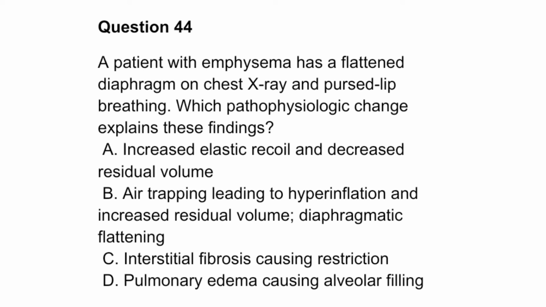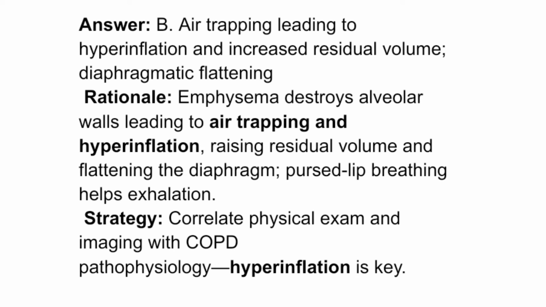Question 44. A patient with emphysema has a flattened diaphragm on chest X-ray and pursed lip breathing. Which pathophysiologic change explains these findings? A. Increased elastic recoil and decreased residual volume. B. Air trapping leading to hyperinflation and increased residual volume, diaphragmatic flattening. C. Interstitial fibrosis causing restriction. D. Pulmonary edema causing alveolar filling. Answer: B. Air trapping leading to hyperinflation and increased residual volume, diaphragmatic flattening.